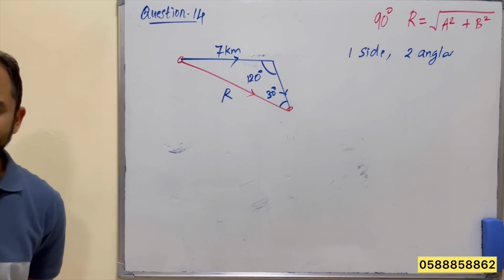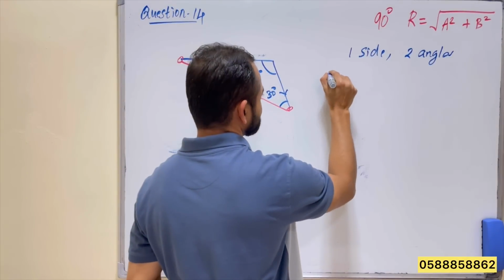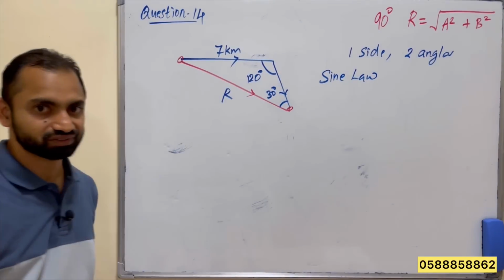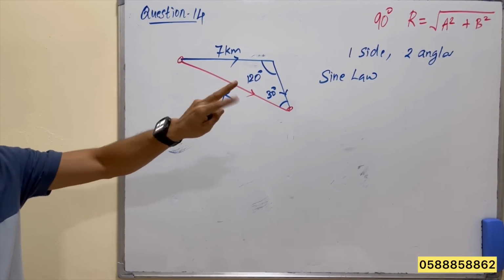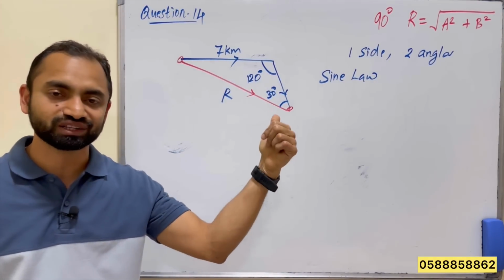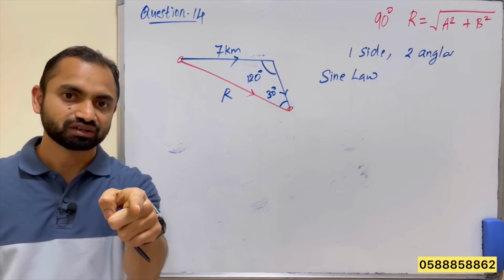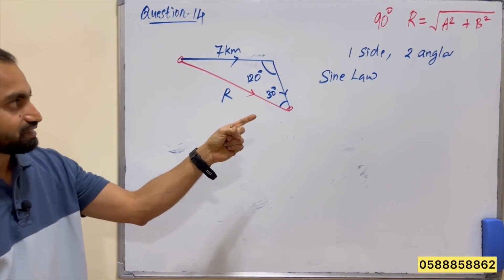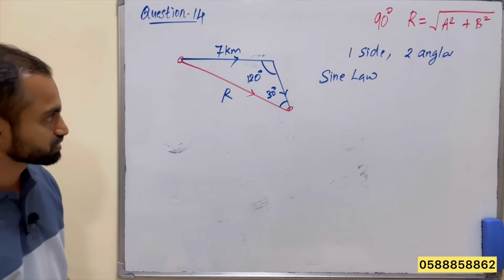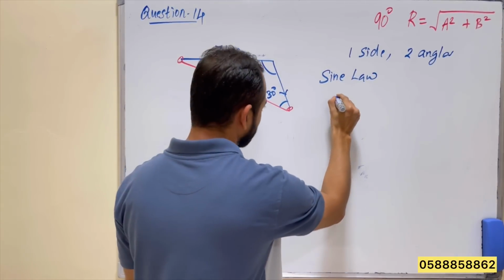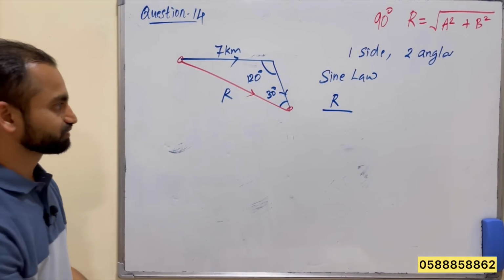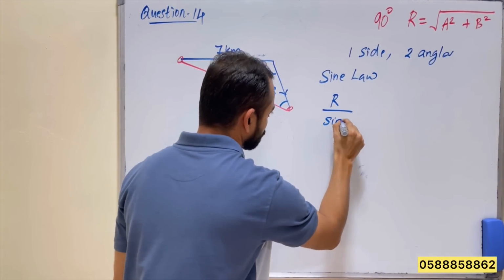If you know one side and two angles, you will use the sine law. Before, when you knew two sides and one angle, you used the cosine law. In this question, you know the value of one side and two angles, so you will use the sine law. How to use the sine law? The sine law states that one side divided by the sine of the opposite angle.